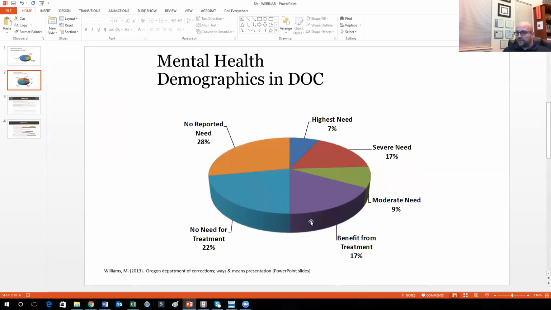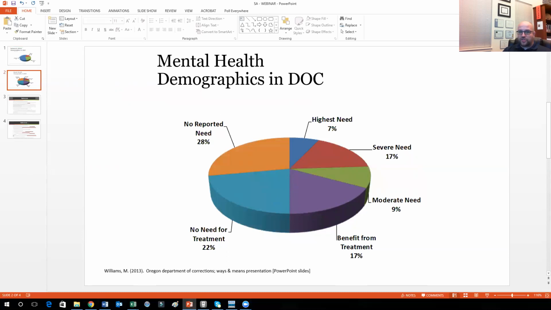And notice we have the highest need, severe need, moderate need, and benefit from treatment as being just about half of that wheel. So about 50% of those folks in DOC with identified mental health disorders of some kind. So that was just in Oregon.